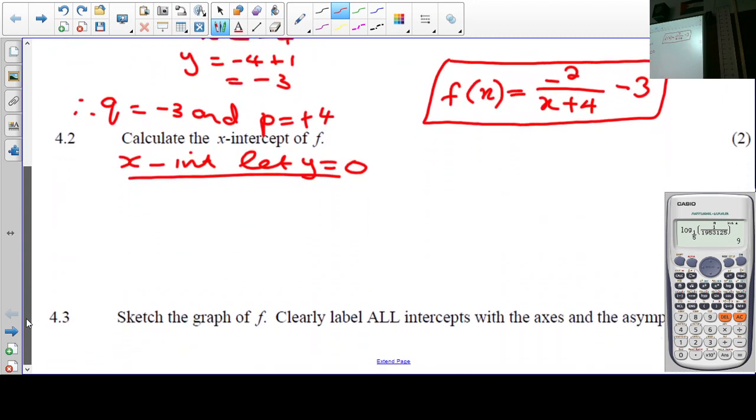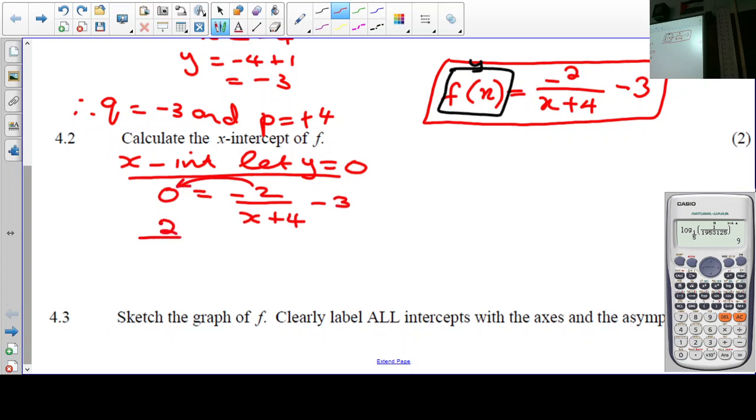Remember now, that's the equation. X intercept, let y equal to 0. People, this is your y. This is written in functional notation, so you say 0 is equal to negative 2 over x plus 4, minus 3. So take that over. So it becomes 2 over x plus 4 equals negative 3.